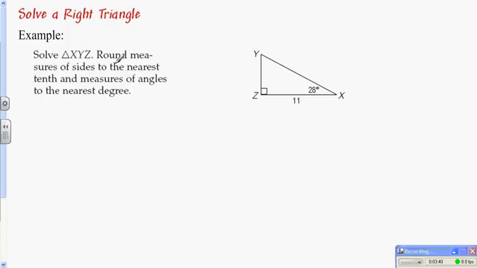Now let's try another one. Here it says we want to find all the sides and all the degree measures. Well, one nice thing is that if we know that this is 28 degrees and this is 90, then it's easily found out that y would be 180 minus the 90 minus the 28, which would give us 62. To find the sides, well, let's say this is side x and this is side y. We have an adjacent side given to us. So let's do cosine of 28 degrees is equal to adjacent over hypotenuse, which we said was y.